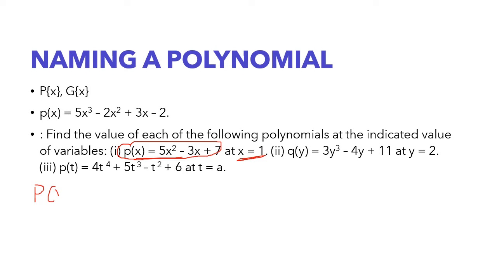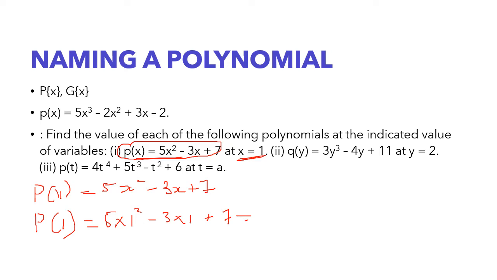So they have given p of x is equal to 5x square minus 3x plus 7, right? So here, as you can see, p of x is this. They are asking us to find when x is equal to 1, what would be the value of this polynomial. So it is p of 1. P of 1 is equal to 5 into 1 square minus 3 into 1 plus 7, which is 5 minus 3 plus 7, which is equal to 9. This would be the value.